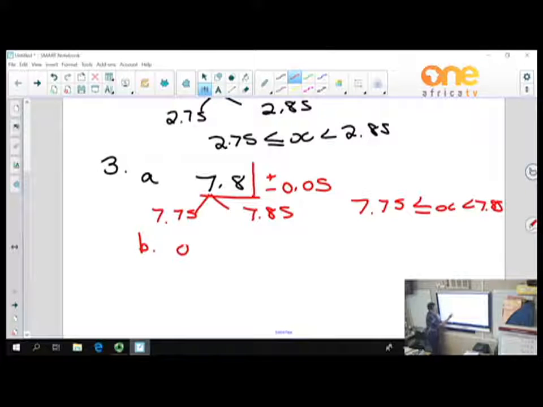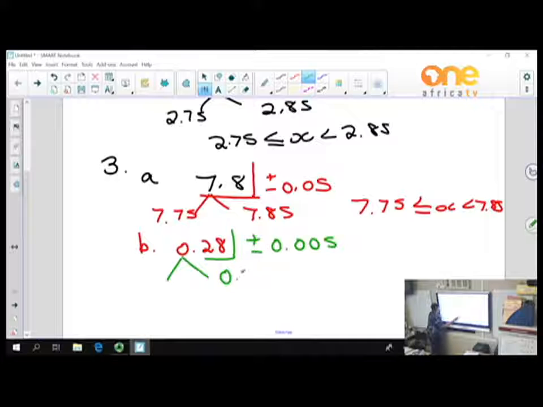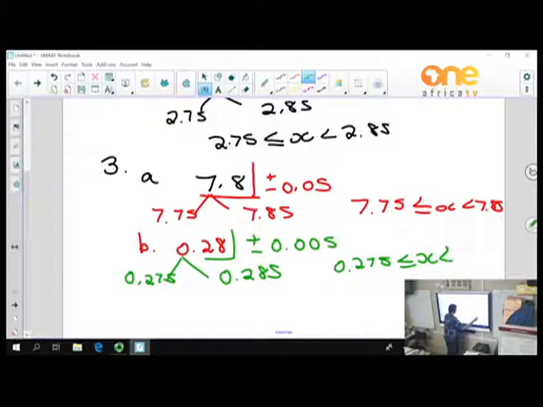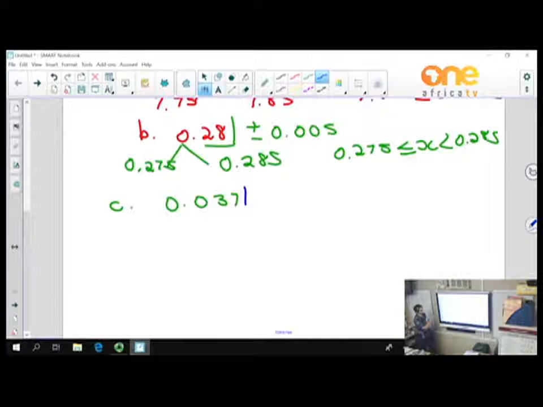Number B says 0.28. This is where 2 significant figures lie there. So the maximum error is plus or minus 0.005. Do you understand that? It's half of that next unit. So the upper bound is 0.285 and the lower bound is 0.275. So your limits is 0.275 is less than equal than x is less than 0.285.